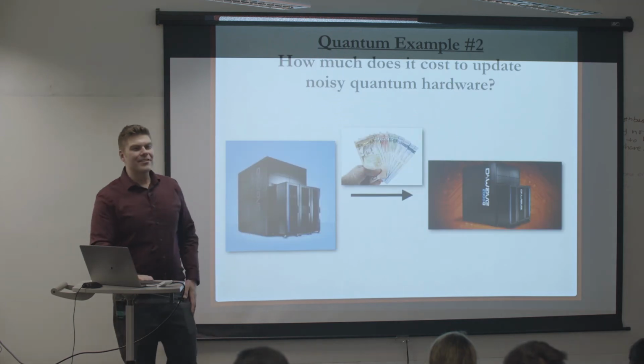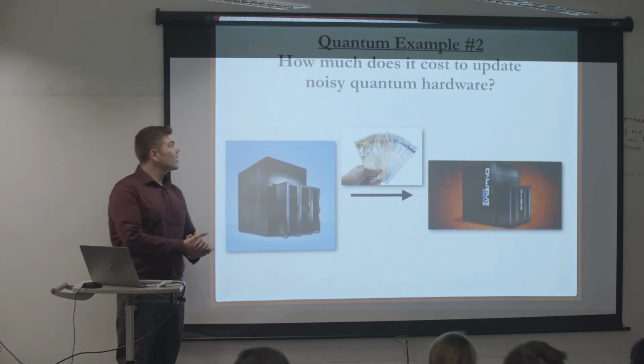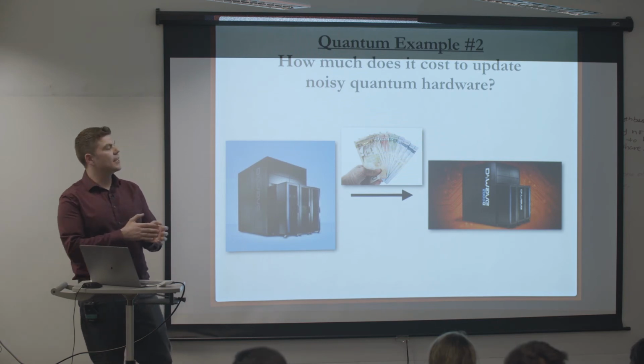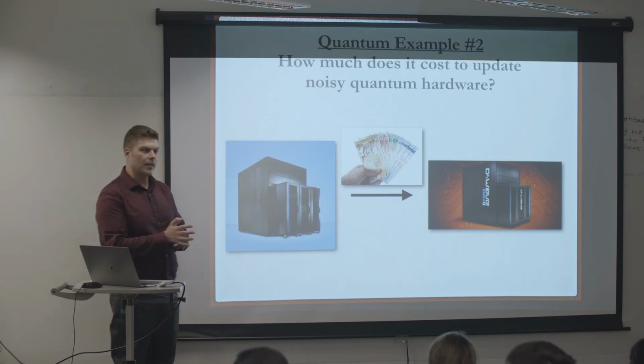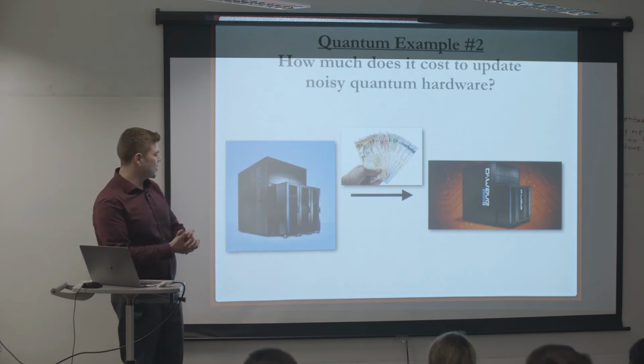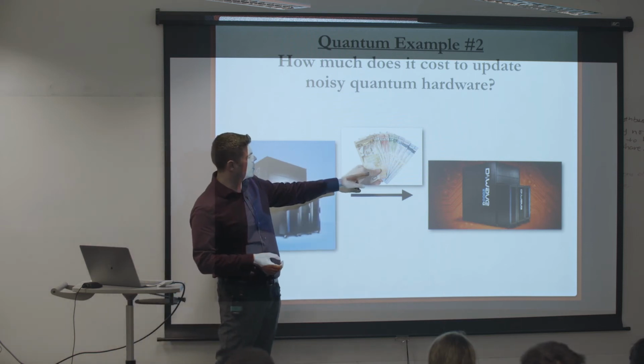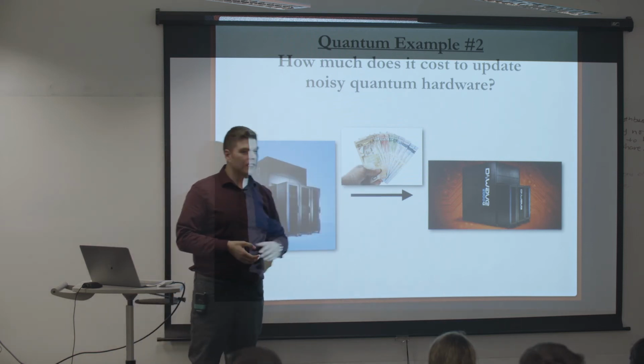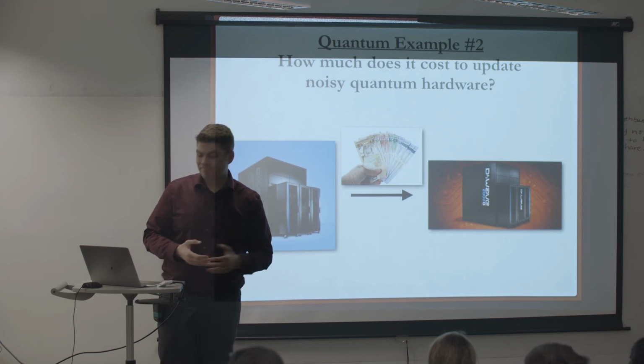Like right now. So this is the second example. How much does it cost to update noisy quantum hardware? So this is a D-Wave machine. This is a Canadian company that's been making quantum computers for some time now. And we want to know whether they want to spend this funny Canadian money to build a larger one, a better one.